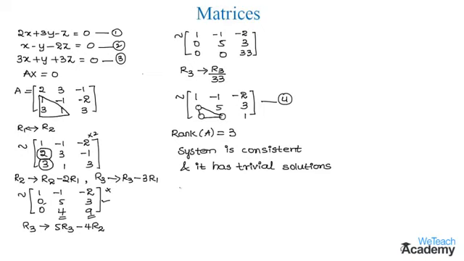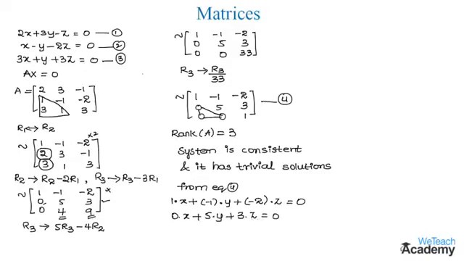Here we already know the solution, so let us check by finding the solutions from equation 4. So here we get 1 into x plus minus 1 into y plus minus 2 into z is equal to 0. So from the second row, we get 0 into x plus 5 into y plus 3 into z is equal to 0. And from the last row, we get the equation 0 into x plus 0 into y plus 1 into z is equal to 0. So now let us name these equations as equation 5, equation 6 and equation 7.